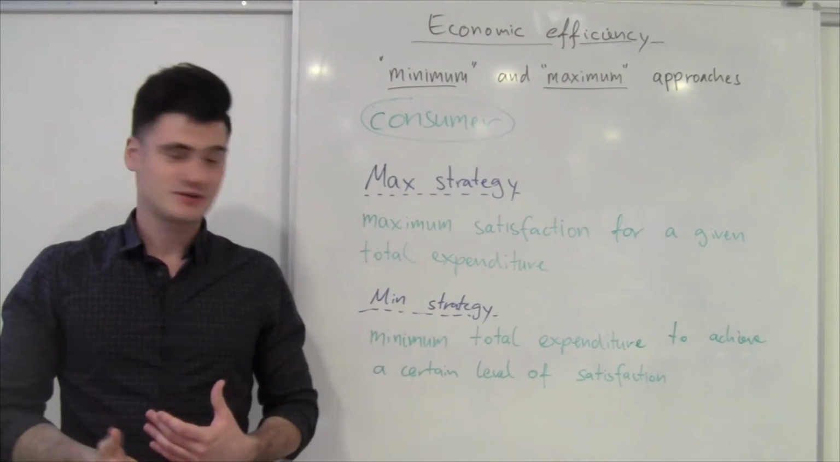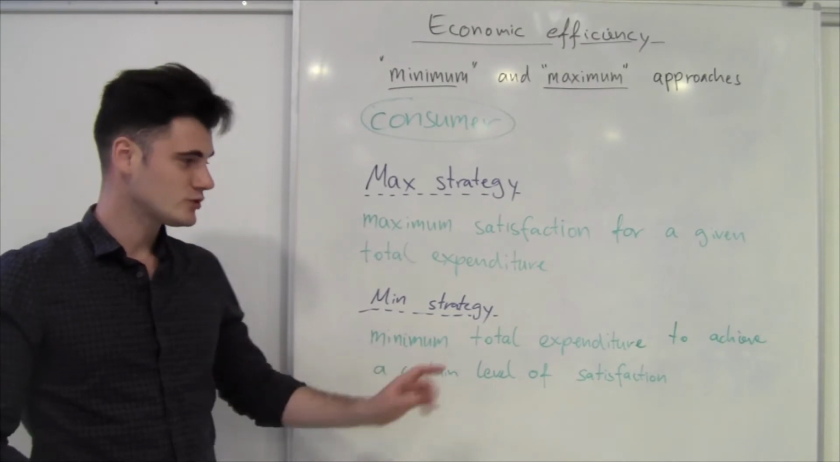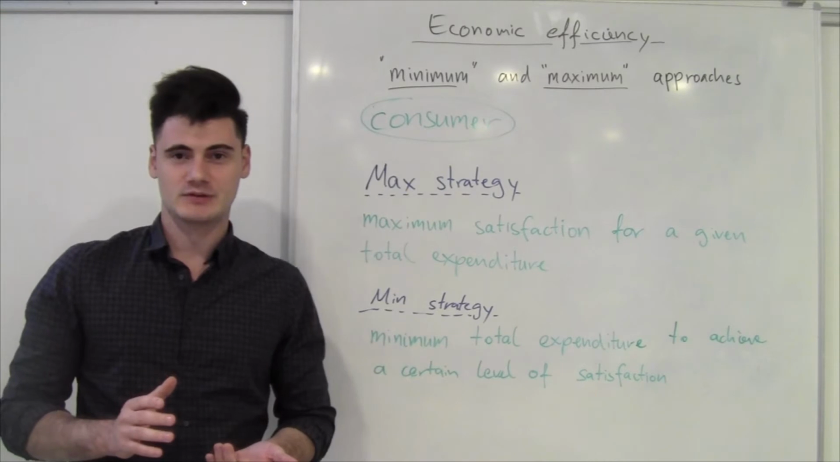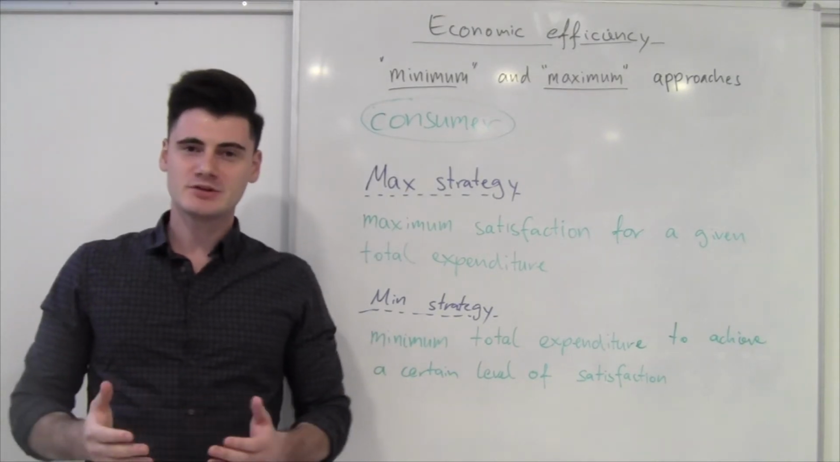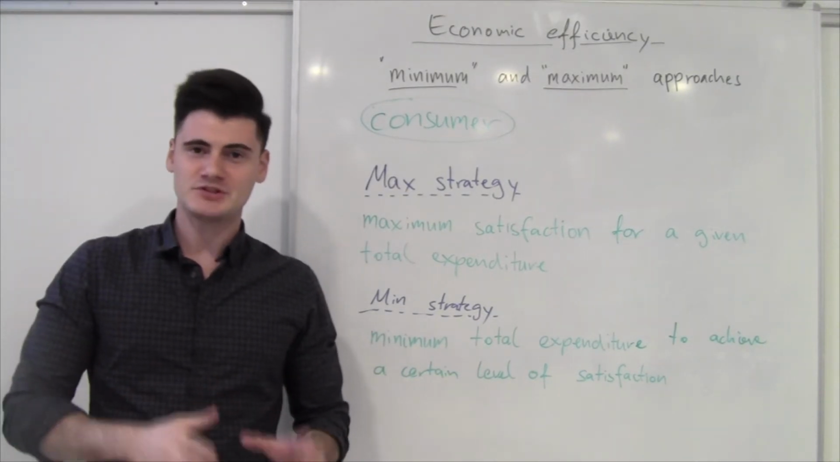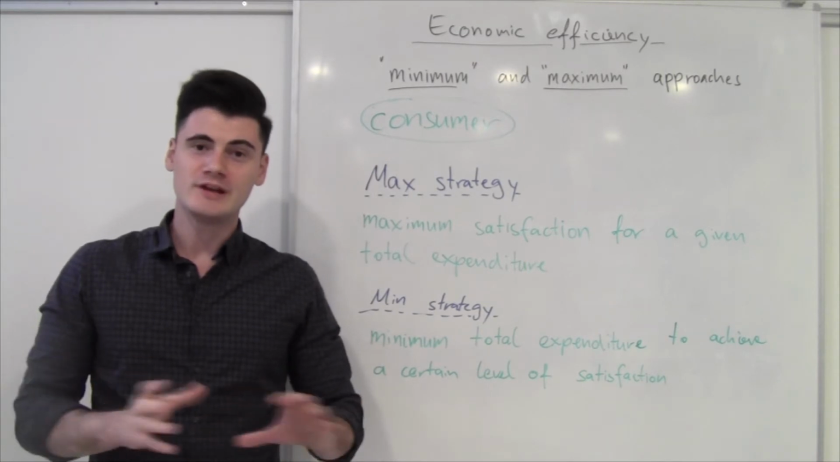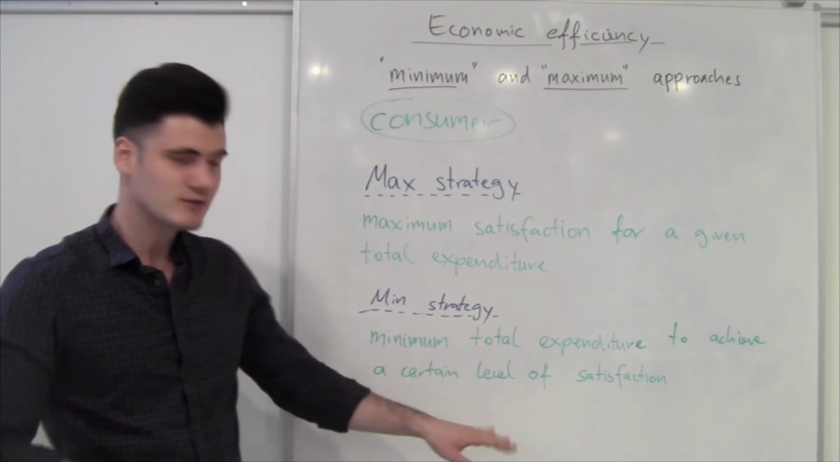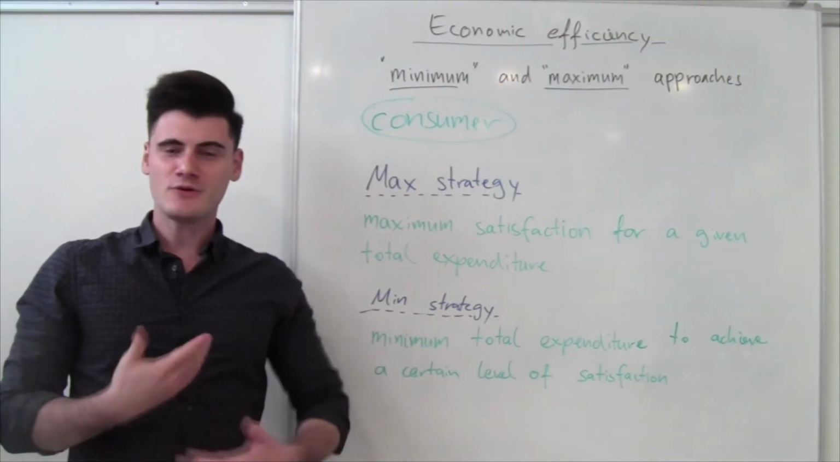On the minimum strategy, on the other hand, you have a minimum total expenditure to achieve a certain level of satisfaction. To give an example, it's not the car that you always wanted to have, it's just a simple car where your needs to get from A to B are satisfied. So it's a certain level of satisfaction. Let's go through another example.